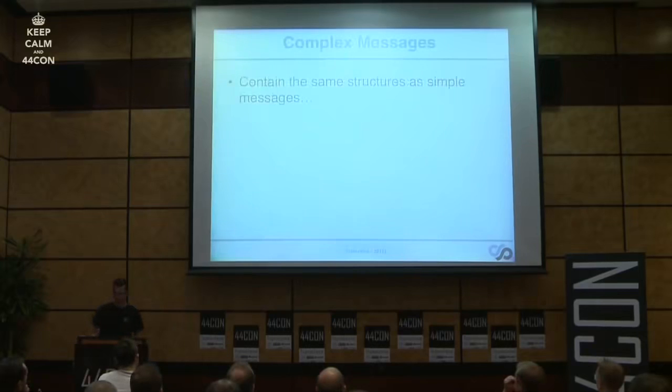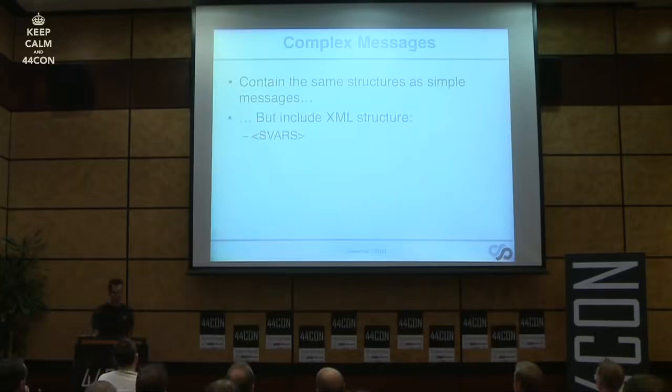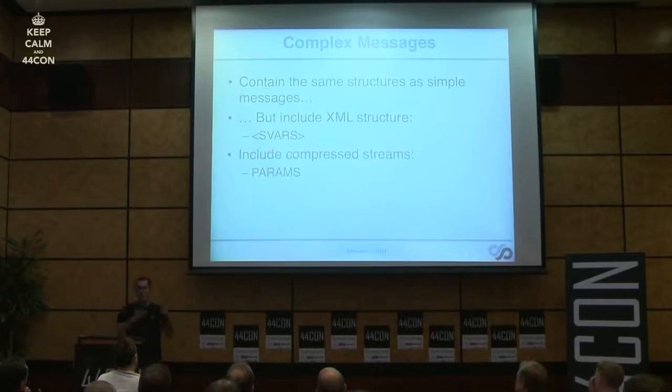Okay, where all the joy comes in terms of SAP is what I've called complex messages. They basically contain a very, very similar structure to simple messages, but they've got a whole bunch of additional stuff. They've got some XML structure called svars, which doesn't really seem to be used, but it looks like that. And then they've got several other additionally compressed streams. So you decompress the message, you get this decompressed information, but there are several compressed areas of this message which are included. There's one called params.